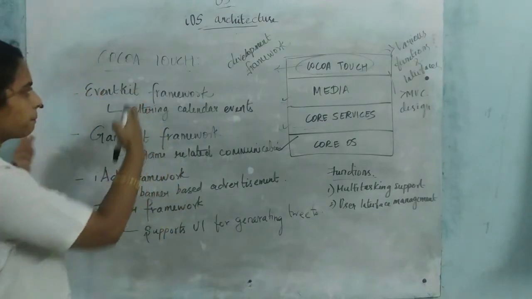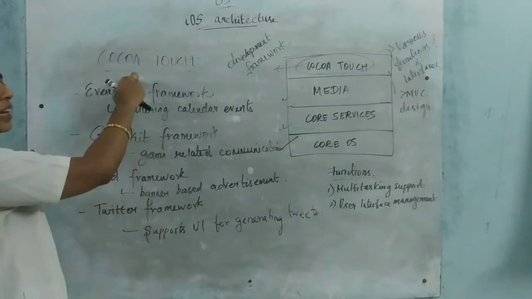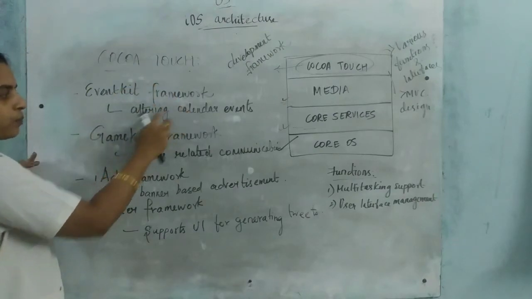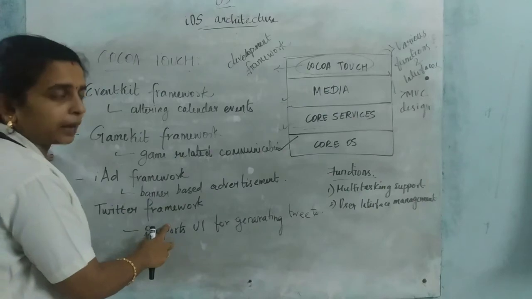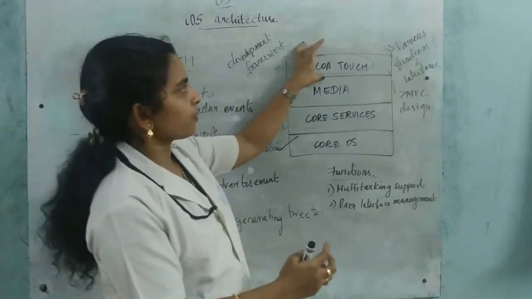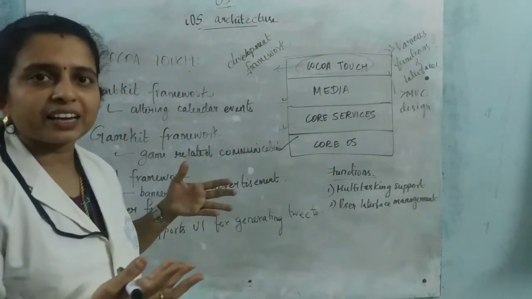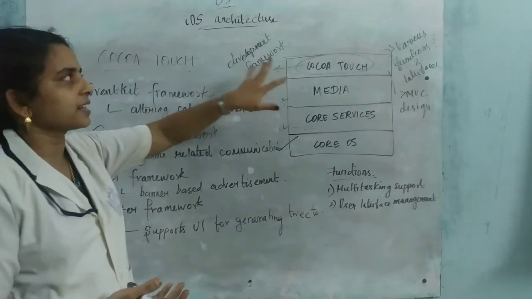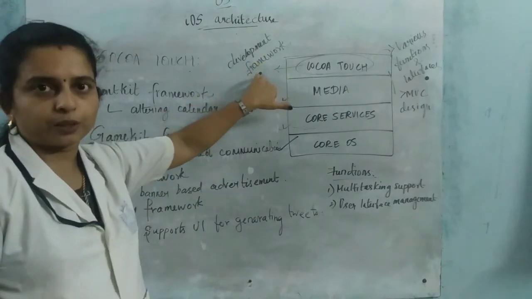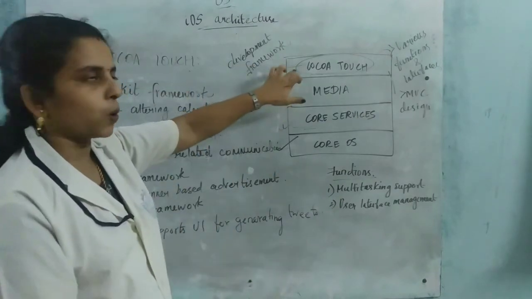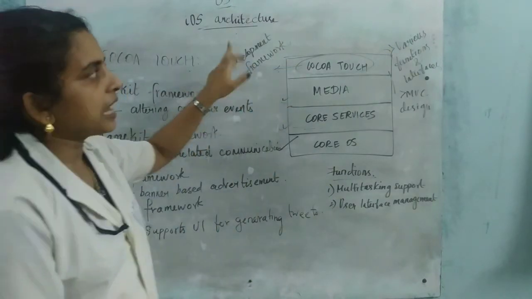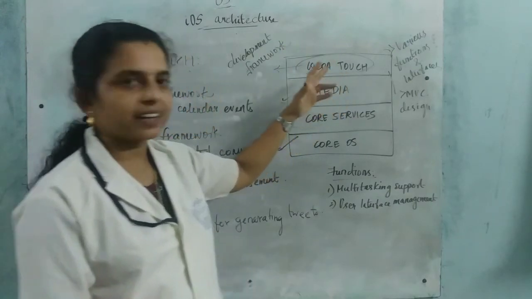Understand? So these are the basic or important frameworks in the Cocoa Touch: Event Kit framework, Game Kit framework, iAd framework, and Twitter framework. Okay, and we can see what the main functionalities done by this are. The first thing is that it is a development framework. Main development is done in this Cocoa Touch. It contains many functionalities and interfaces.